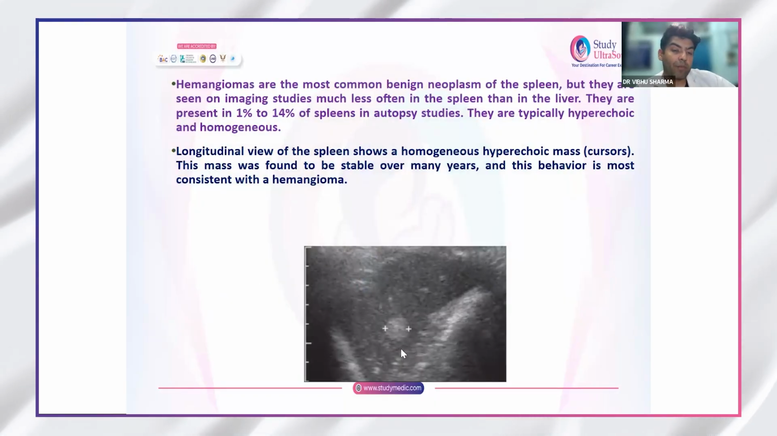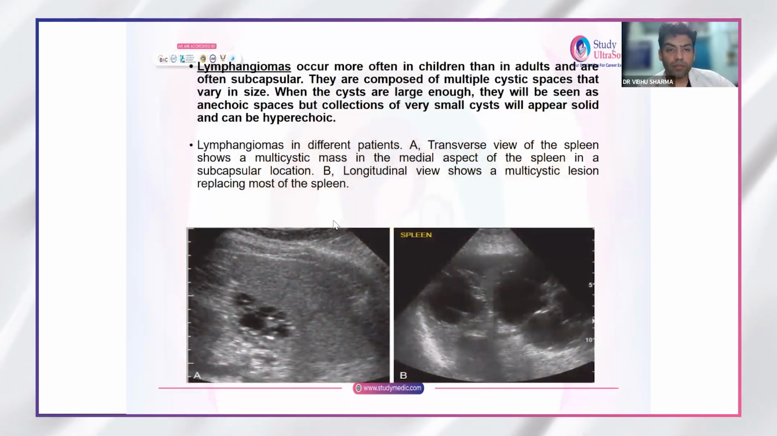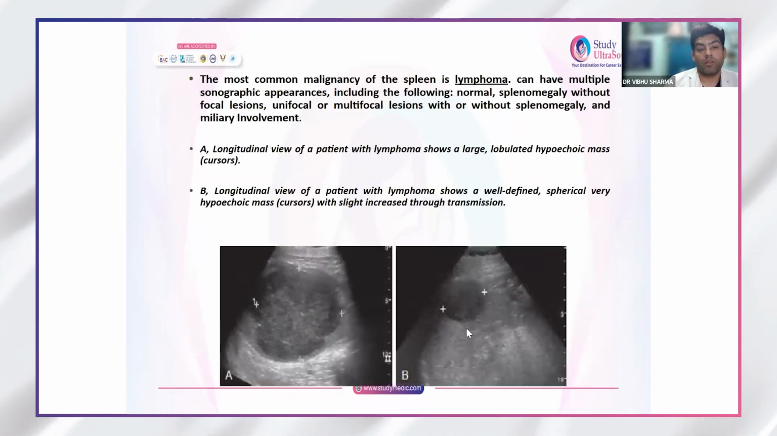These are hemangiomas, hypervascular structures or hyperechoic lesions within the spleen. They are seen in 1 to 14% of cases. So this is a typical hemangioma. You can see a highly vascular benign tumor. Sometimes lymphangiomas can occur. Lymphangiomas mostly show a multicystic appearance within the spleen. If these are big multicystic lesions, then you should suspect lymphangiomas.